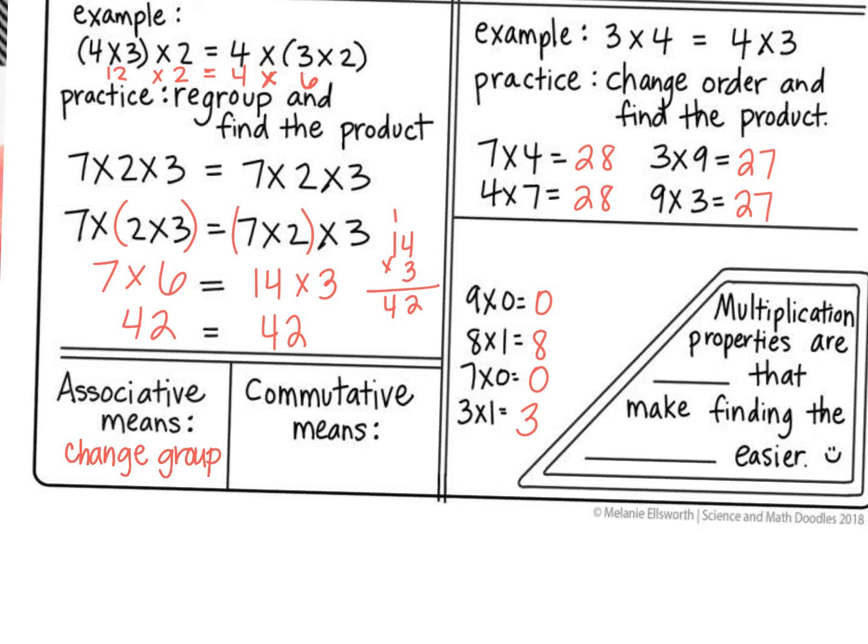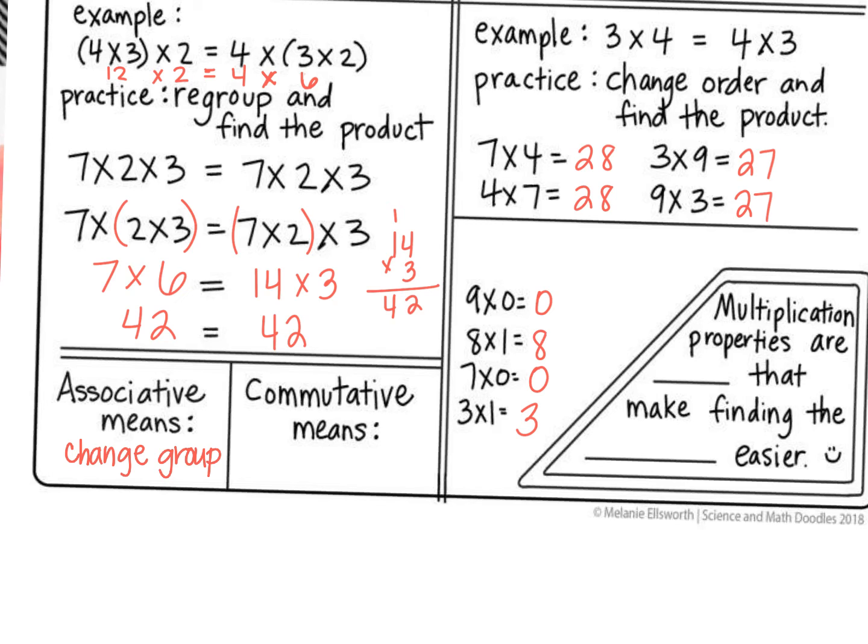Associative is when you have maybe more than 2 factors. Maybe you have 3 factors. Maybe you have 4 factors. And you change the group or the order, how you group certain factors to make it easier on yourself to solve for the product.